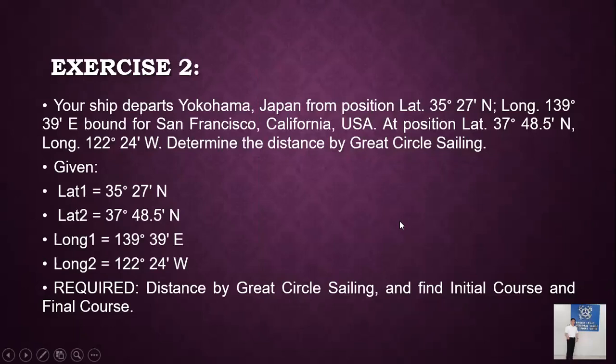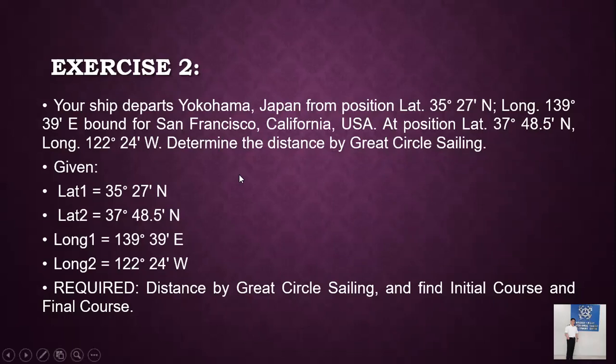Now, this is your exercise 2. Everyone, I want you to screenshot it and submit it to me on my email. Okay? This is exercise number 2. Your ship departs Yokohama, Japan from position latitude 35 degrees, 27 minutes north, longitude 139 degrees, 39 minutes east, bound for San Francisco, California, USA, at position 37 degrees, 48.5 north, longitude 122 degrees, 24 minutes west. Determine the distance by great circle sailing.